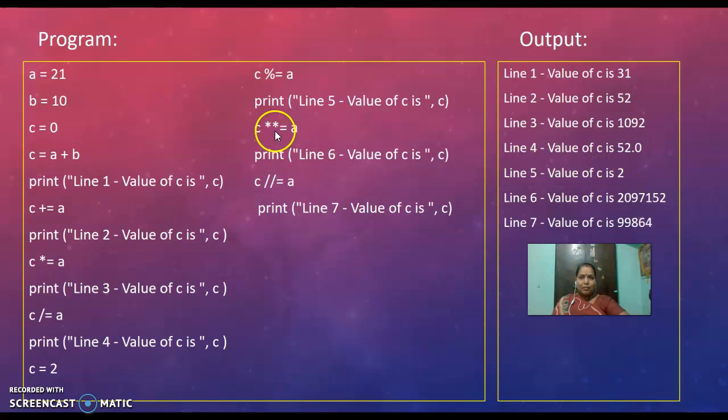Next is C double star equal to A, that is C equal to C exponent A, where the value of C is 2, so 2 to the power of 21 is being calculated. So the value of C is 2 to the power of 21. Next is C double slash equal to A, that is C equal to C floor divided by A. So you will be getting the value of C as this value, 99,864.